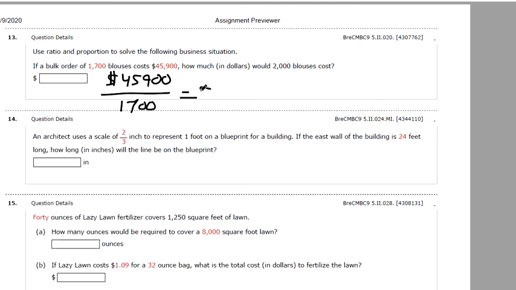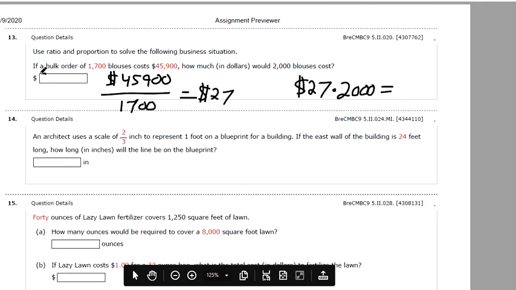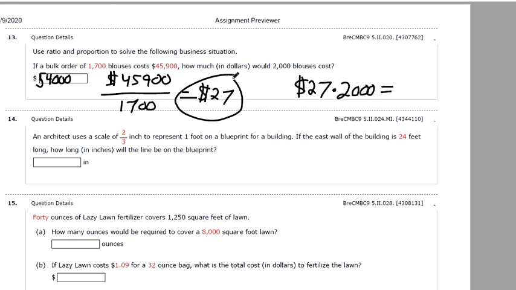So it's $27 per blouse. And so we multiply that times 2,000. So it's going to be $54,000. Okay, so find the unit price. Find out how much it costs for one blouse. Use that formula, the algebraic formula for unit price. And then multiply that by the number of blouses. It's $27 per blouse, so you've got 2,000 blouses. That makes $54,000.